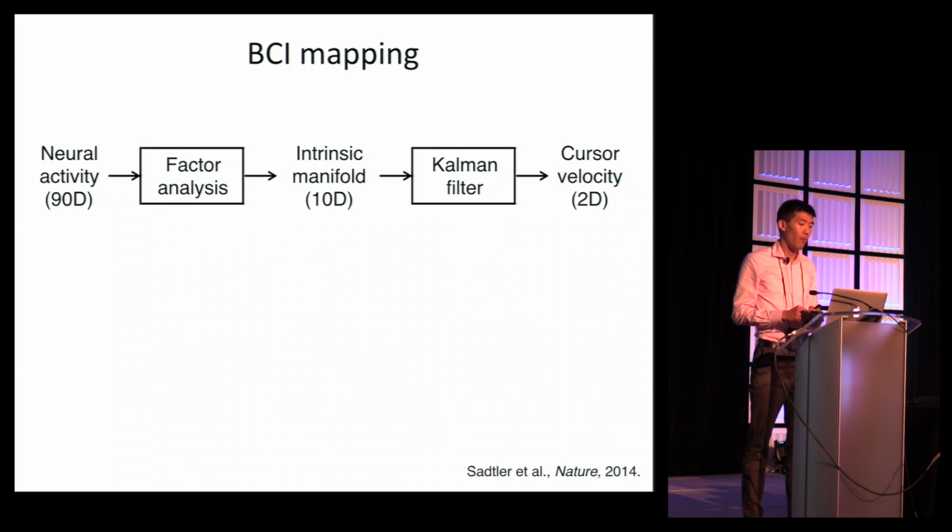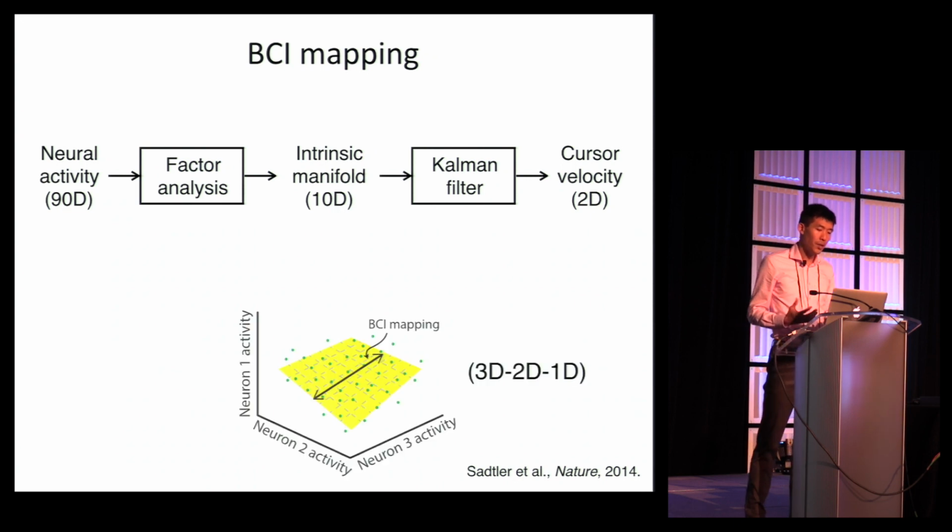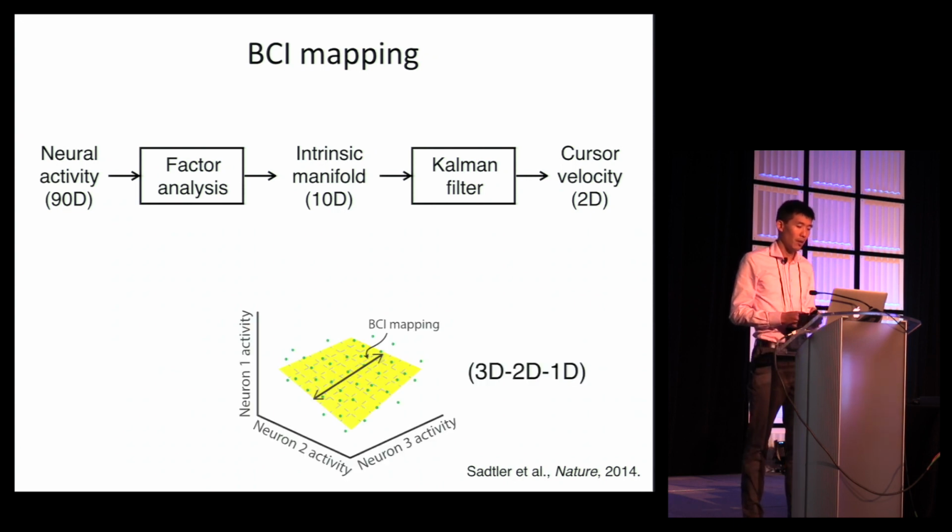What this allowed us to do was to define these two different types of mapping changes. In the cartoons that I've been showing you, we've been looking at 3 neurons, a 2-dimensional intrinsic manifold, and a 1-dimensional BCI mapping. In our actual experiments, we had 90-dimensional neural activity, roughly, a 10-dimensional intrinsic manifold and 2-dimensional cursor velocity.